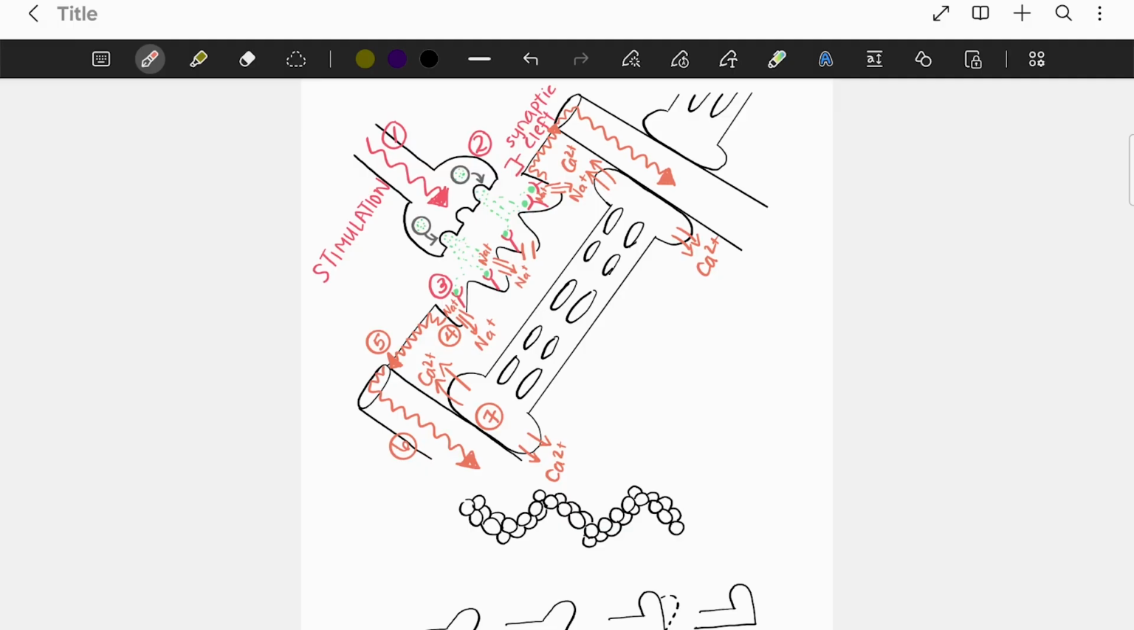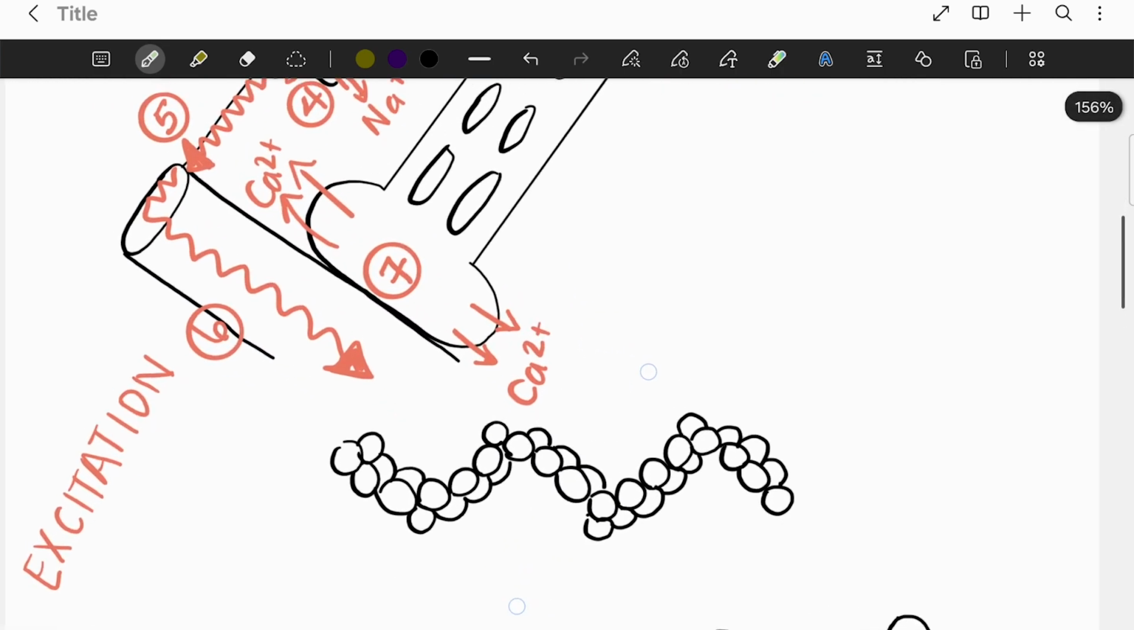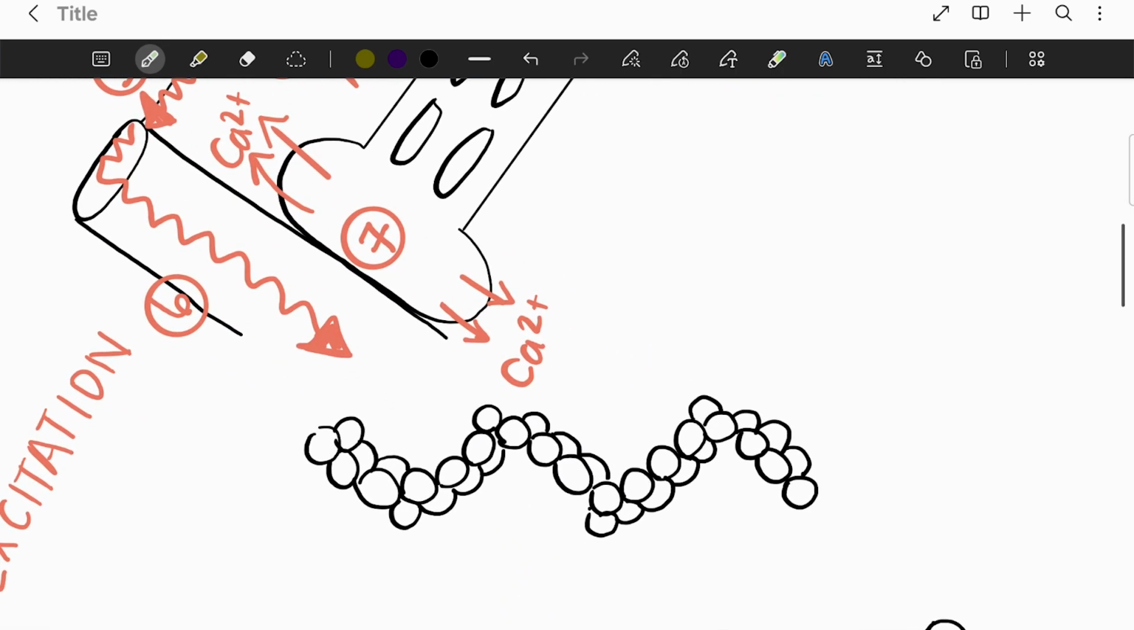So 4, 5, 6, and 7, all of that is considered excitation. So that's excitation of the muscle fiber. Now we're going to go to contraction. So for step 8, for contraction, we have to look closely at this protein here. This protein with 2 rows of beads is called actin.